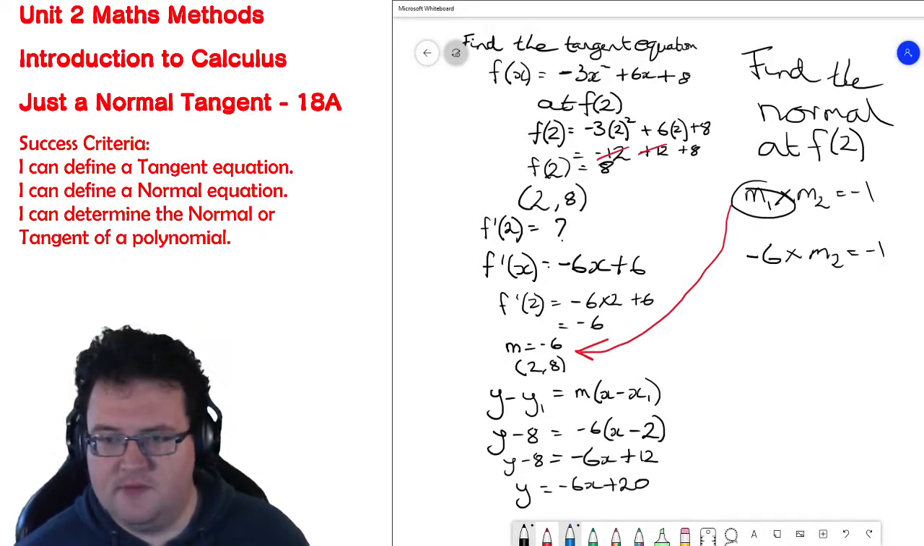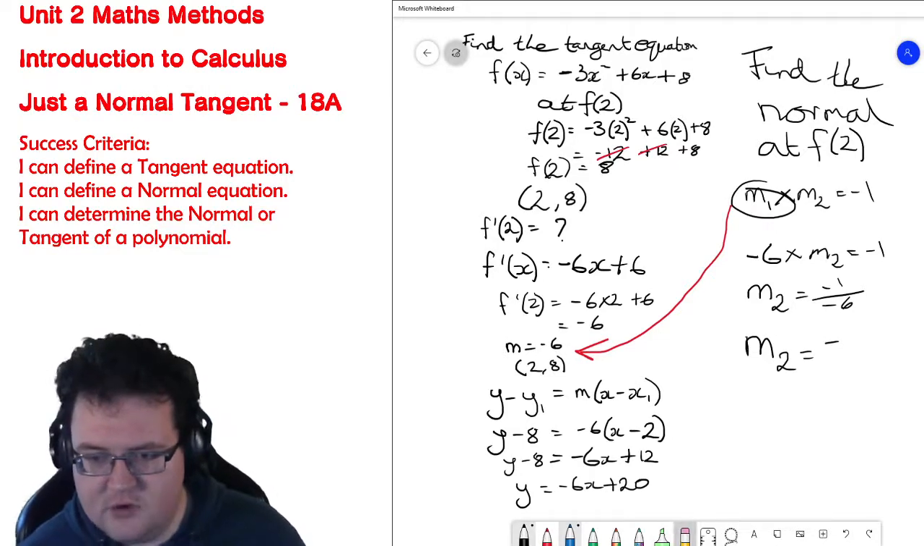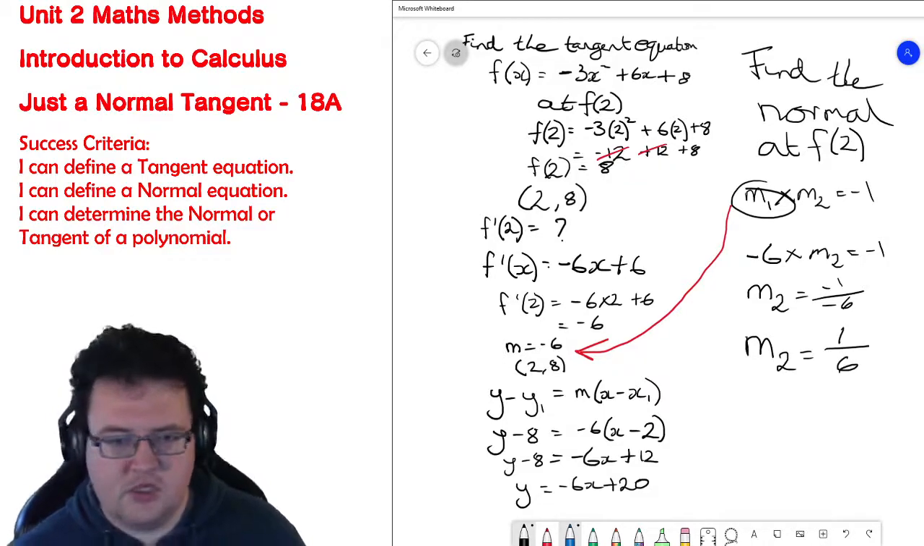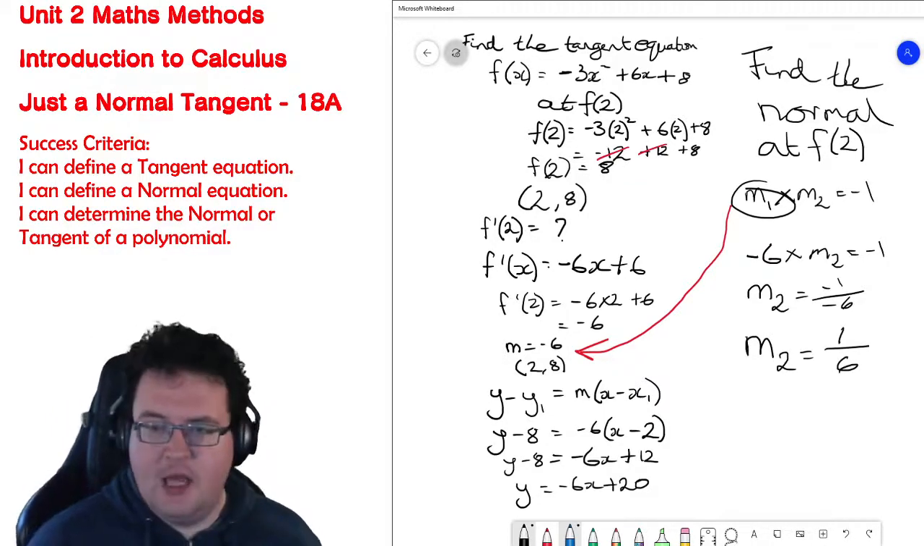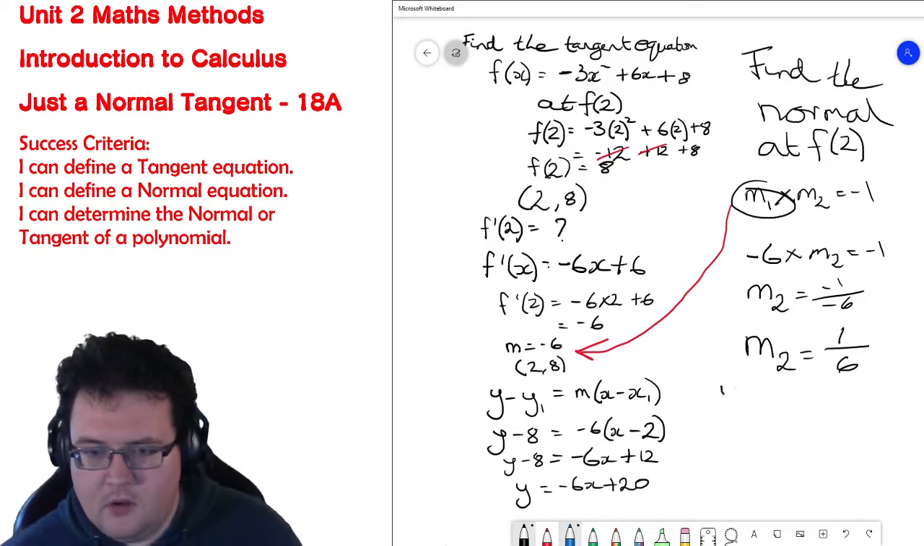So I'm now going to divide both sides by minus 6. M2 equals minus 1 on minus 6. What happens to minus 1 on minus 6? Well, the negatives become positive, so the gradient of that line is going to be positive 1 on 6. So now you know the point and you know the gradient of the line. So it's going to be y minus 8 equals 1 on 6 (x minus 2).